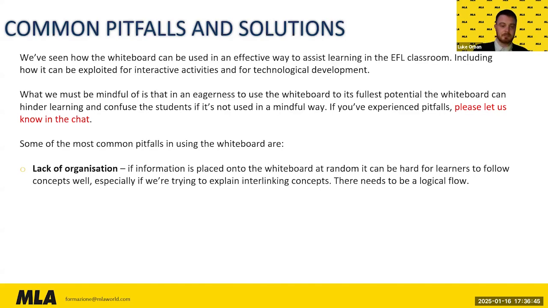So lack of organization. If the information is placed on the whiteboard at random, it can be hard for learners to follow, especially if we're trying to explain interlinking concepts. There needs to be a logical flow. So this could be sectioning, using consistent color coding, or text, as Ruth mentioned, using capital letters for some words and lowercase for all the others, italics, things like this.